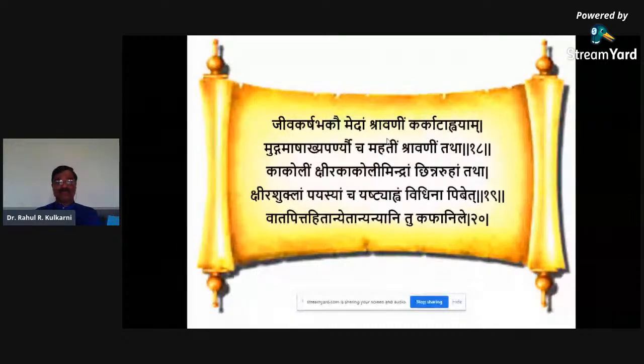Vata Pitta Hitan Anyatani Kafanile. Even in the condition where Vata Pitta Pradhana Vyadhi or Avastha is there, or in case of Kapha Anila Yukta Avasthas, and Virechana is desired, in that condition, if these yogas are used, effective Virechana is possible.